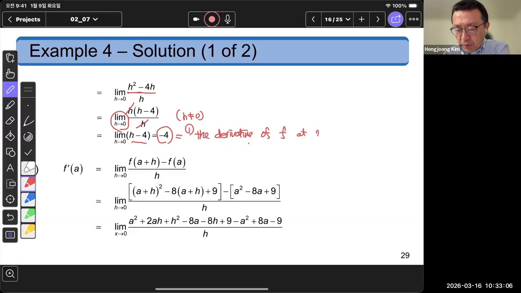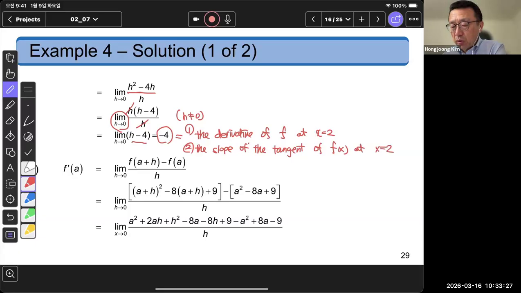at 2, or you may say that it is the slope of the tangent line of this function at this point 2, or you might say at the point (2, negative 3). Okay, and either is fine. So that is the slope of the tangent line of the given function when x has the value 2.